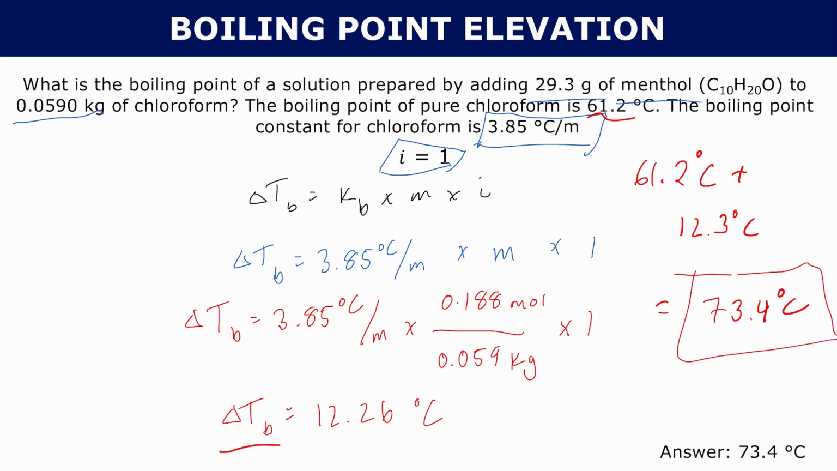So this is all just coming from our formula here. You just plug values in and then you add that total change in the boiling point to your initial boiling point and you get the new boiling point of your solution. So let's move on to talking about the Van't Hoff factor.